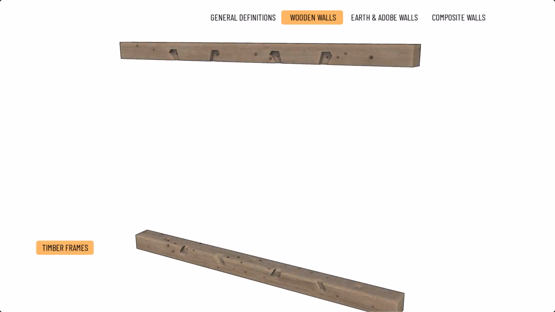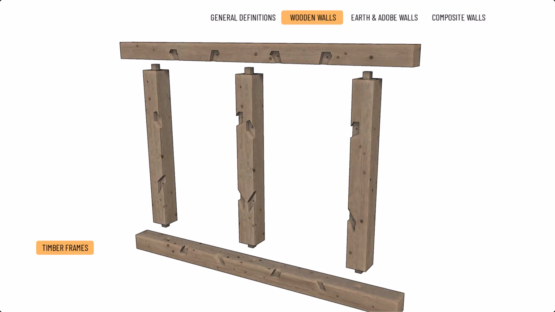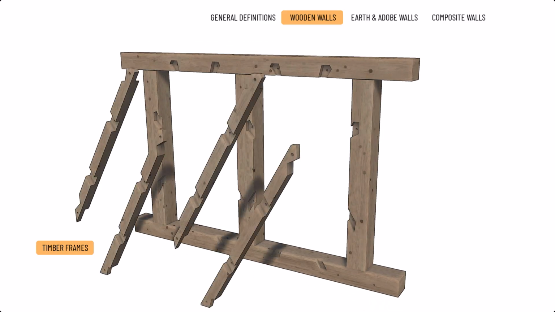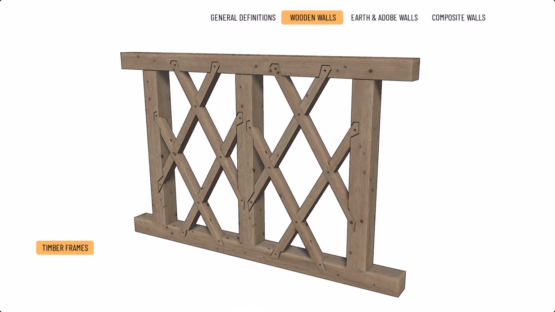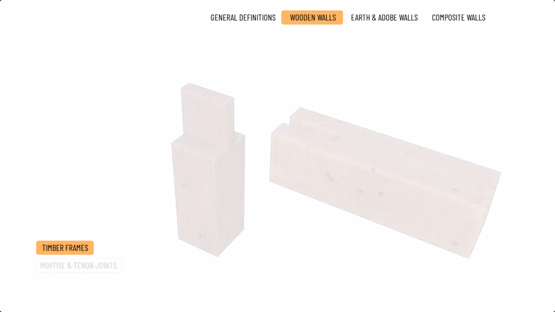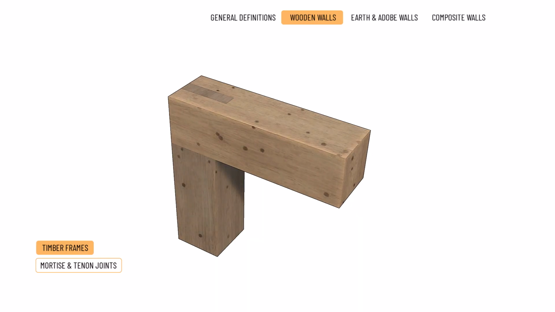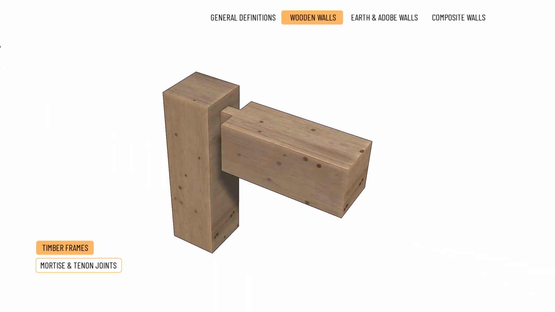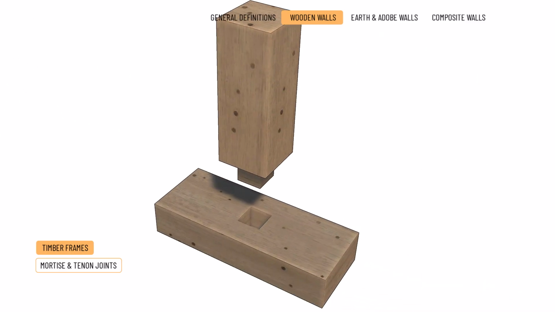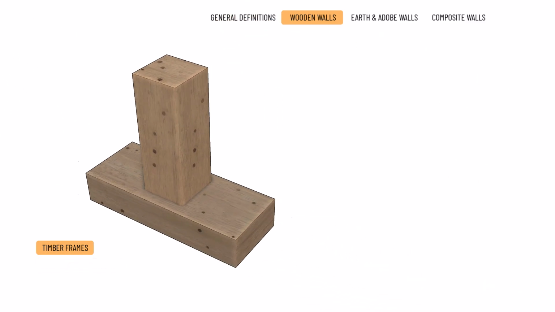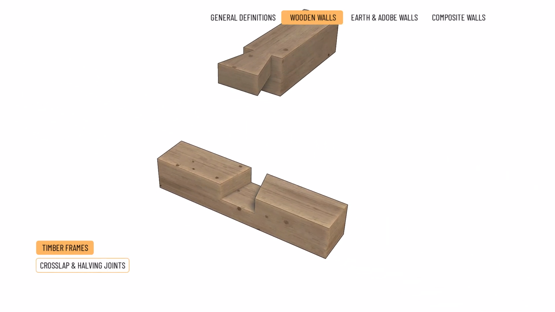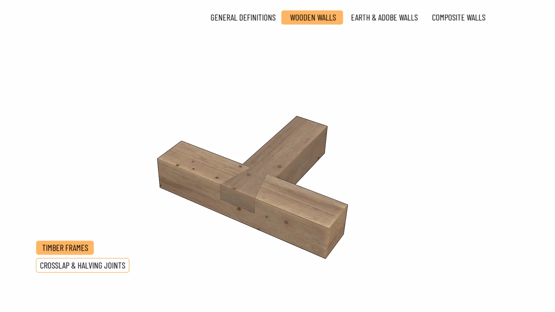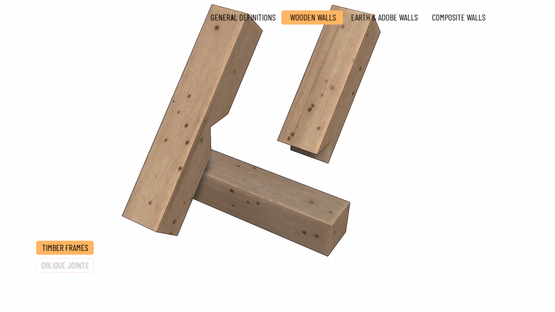For timber-framed structures, the typical elements are horizontal beams, vertical columns and diagonal bracing, such as knee braces and Andrews cross bracing. The most typical connections are the various types of mortise and tenon joints, and also many types of cross-lap and halving joints, e.g. dovetail halving, and oblique joints.